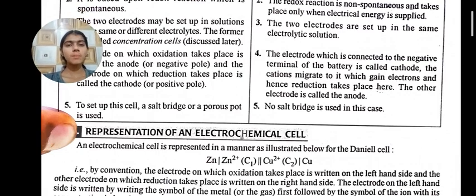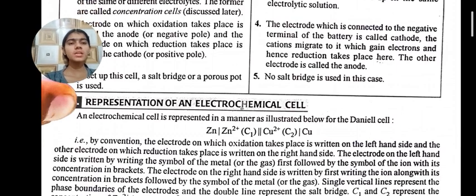So let's discuss the representation of an electrochemical cell. An electrochemical cell is represented in a manner as illustrated below for the Daniell cell. We can see here the representation of an electrochemical cell. By convention, the electrode on which oxidation takes place is written on the left hand side and the other electrode on which reduction takes place is written on the right hand side. The electrode on the left hand side is written by writing the symbol of the metal or the gas first, followed by the symbol of the ion with its concentration in brackets.